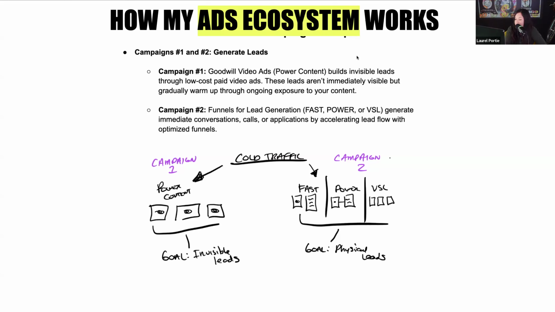Okay. Now, that's campaign number 1. So we're going to be building a list of invisible leads via video views. On campaign number 2, we're going to be generating physical leads. Now, there are 3 different types of funnels that we use, whether you're in phase 1 of the ecosystem, phase 2 of the ecosystem, or phase 3. The only thing that I need you to understand right now, because we will go more in depth, is that we're going to run campaign number 1 to generate video views, and campaign number 2 is going to be used to generate physical leads. That is all you need to know right now.